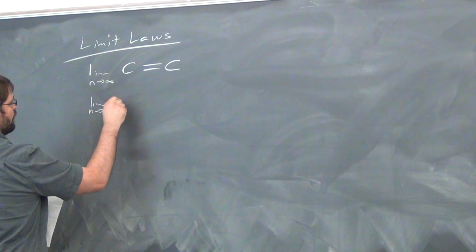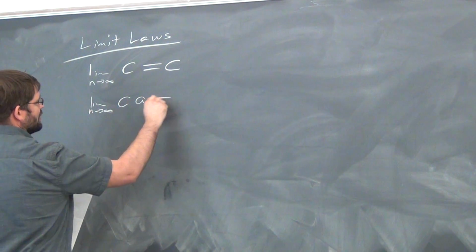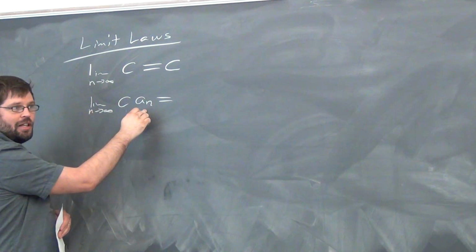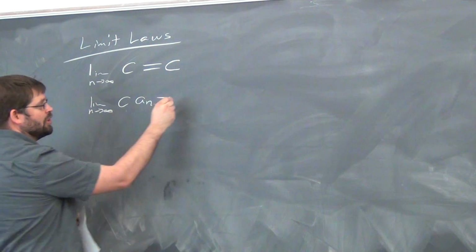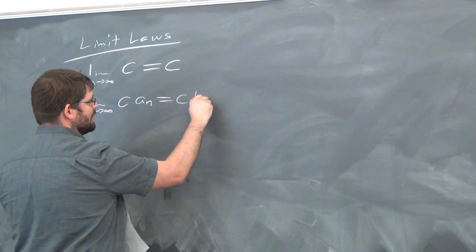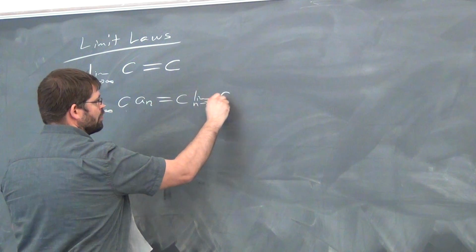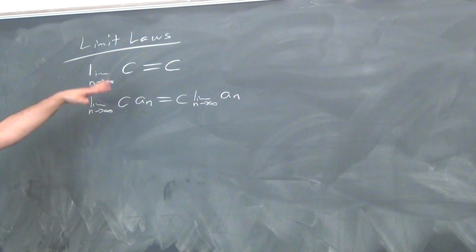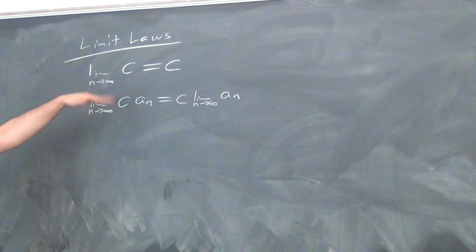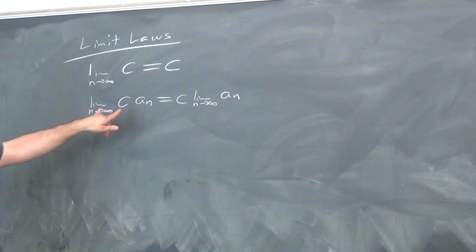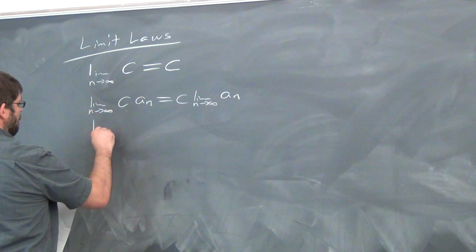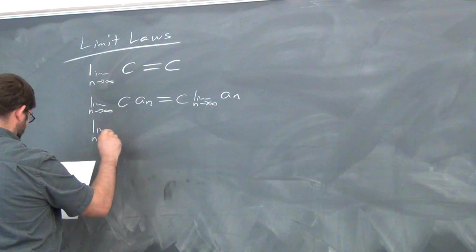If you have a constant times a sequence, so you get a new sequence that's c times a sub n, and you take that limit, you just get the constant times the limit of the a sub n's. All of this assumes your limit exists, right? We haven't said anything about what happens when the limit doesn't exist. And so obviously these rules don't apply in that case. Let's try.